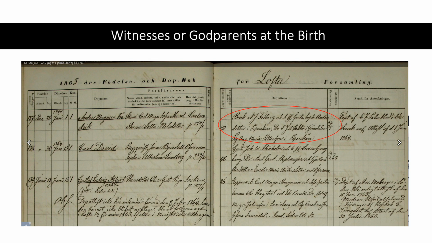As we finish talking about birth and christening records, I want to point out the witnesses. Almost every christening record includes the names of the witnesses or godparents and the names of those in attendance. They're usually listed after the names of the mother and the father. These are often relatives of the parents and are an important linkage to the next generation.